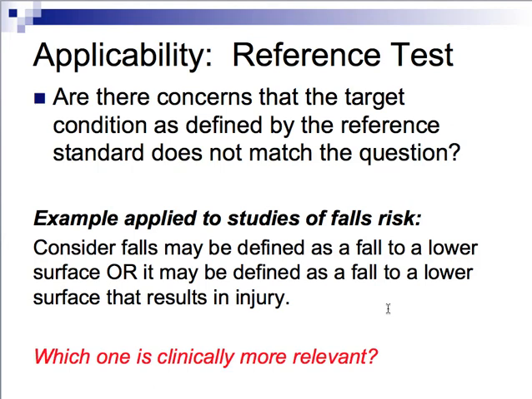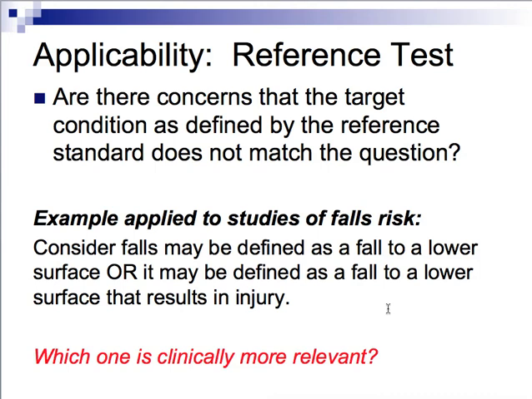Another example, maybe more concrete, is how we define studies of falls risk. So many times we ask people questions about how they fell, and we consider falls that are defined as a fall to a lower surface as a fall. But we could also define it slightly differently and say a fall to a lower surface that resulted in an injury. That's a different way of defining it.